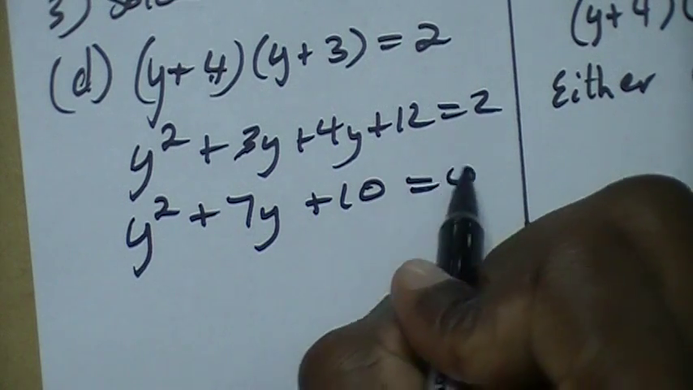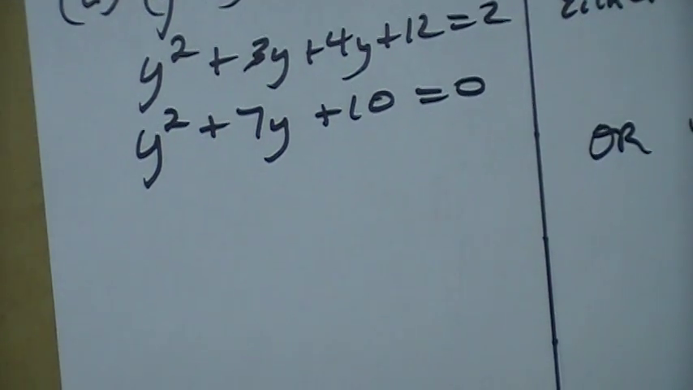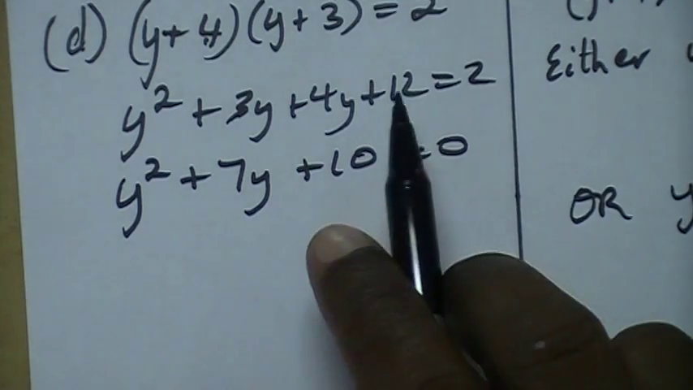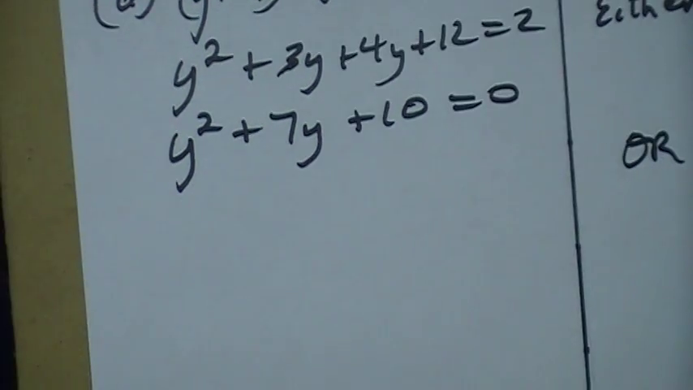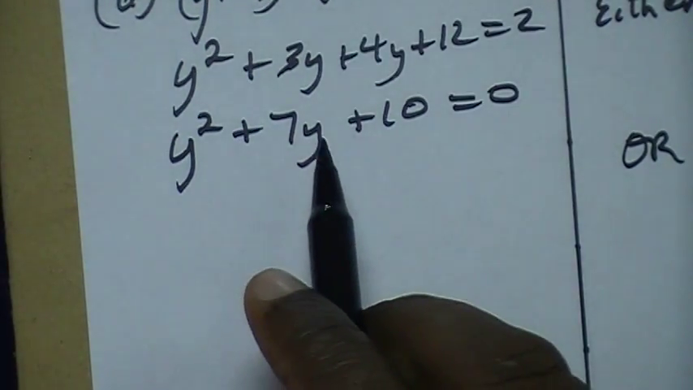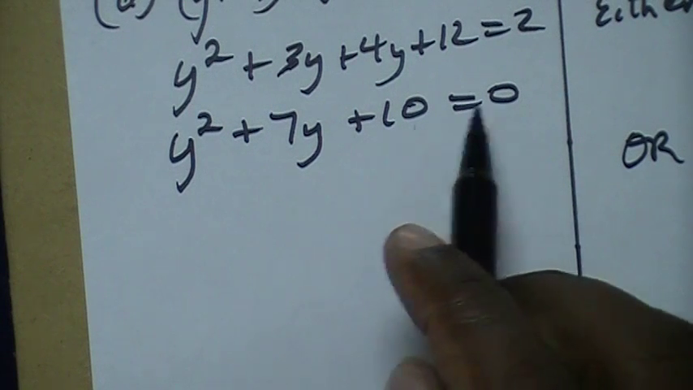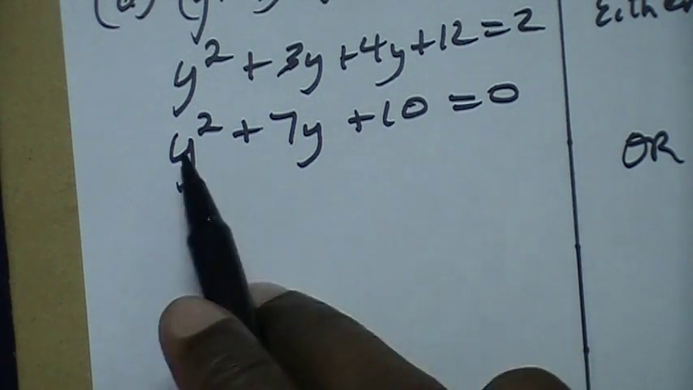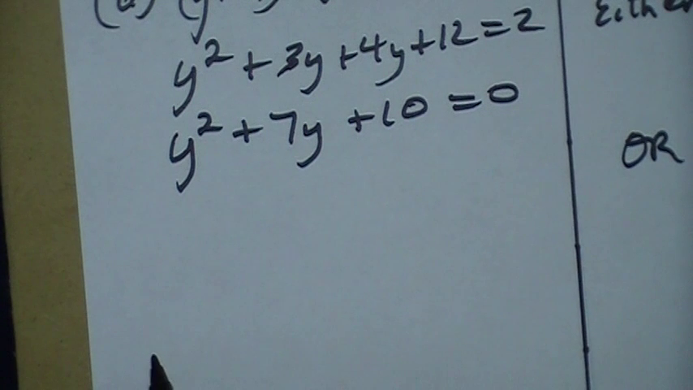Positive 10 equals 0. Okay, notice the constant will subtract from the constant. And so we have y squared plus 7y plus 10 equals 2. Now we can factorize this and then solve.